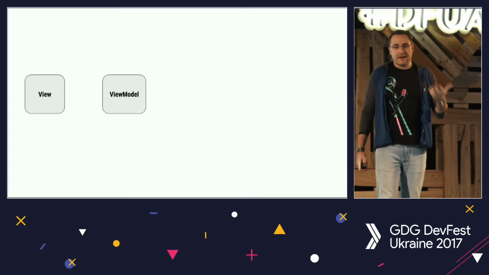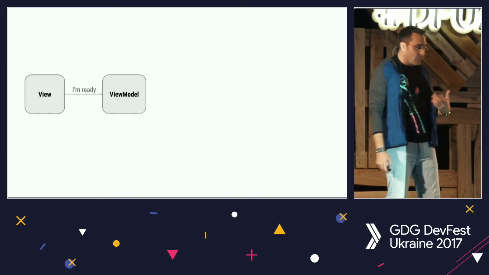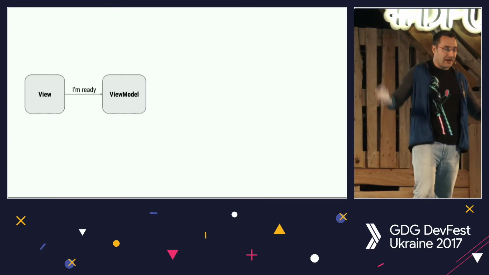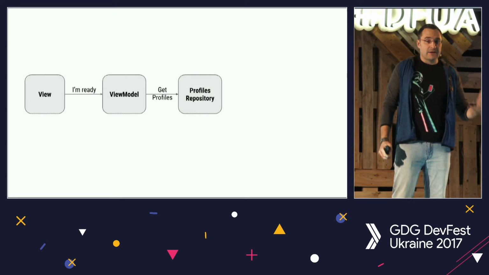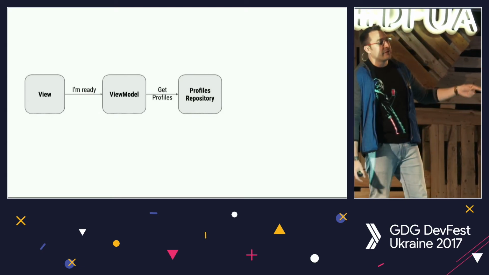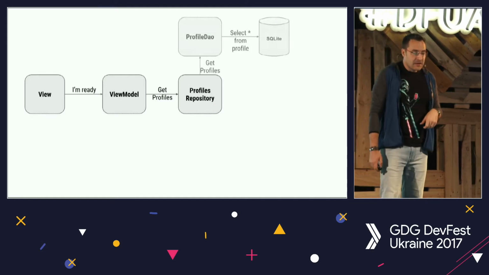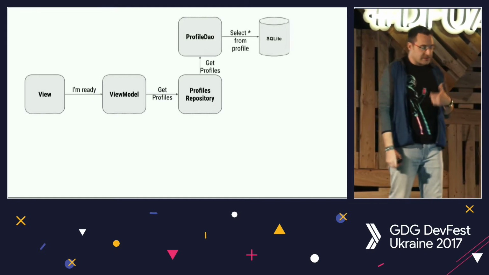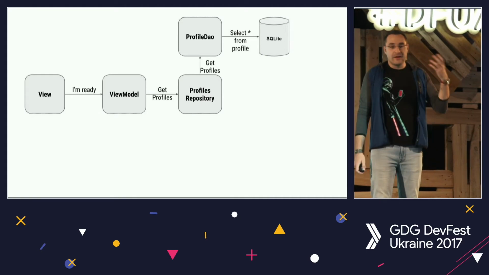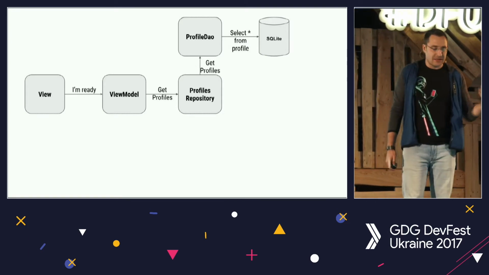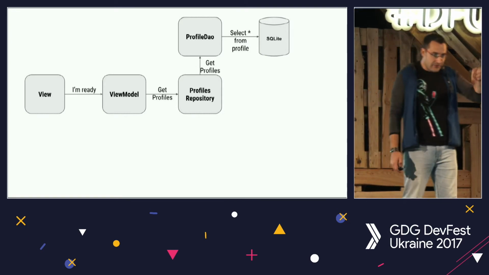So basically you have a view, right? Activity, fragment, doesn't matter. And we're using MVVM, so you have a view model. The view passes an action, saying, hey, I'm ready to get the new data, and the view model decides, okay, you're the view responsible for the profiles, so I will get to the repository and bring profiles. So instead of doing a network call, what the profile repository does is go to the data access object of the profiles. And the data access object makes the select from the database, right, on the phone, locally.